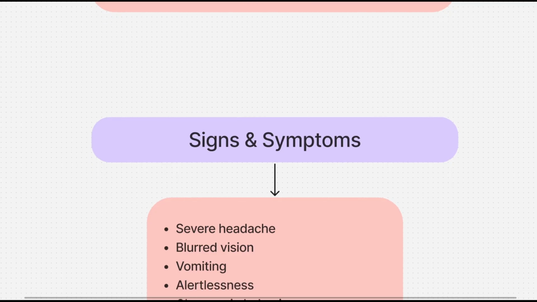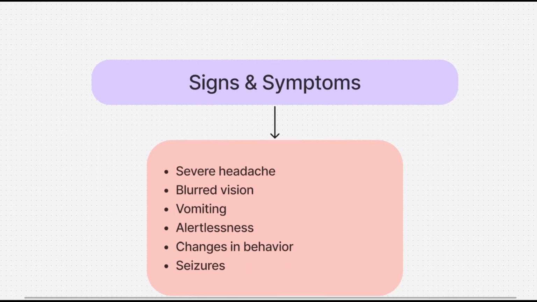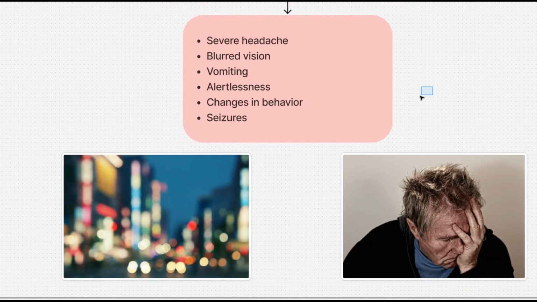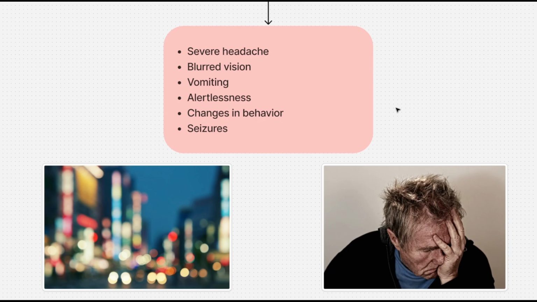Now, for intracranial hypertension, there are many clues that can lead us to it. The first one is obviously severe headache, also blurred vision. Let me show you some photos here. So blurred vision and headaches, vomiting, nausea, also alertness changes, and changes in behavior, like, for example, confusion, and it can also, in certain cases, cause seizures.